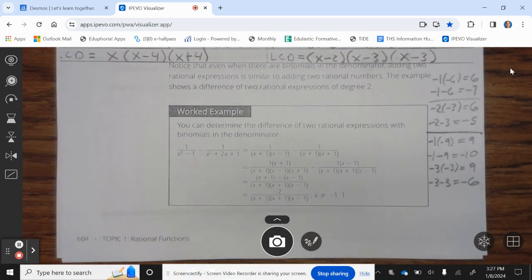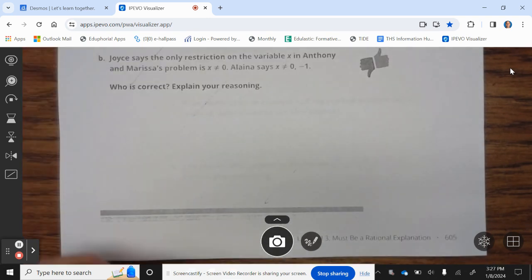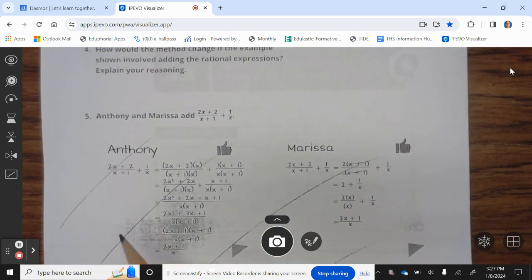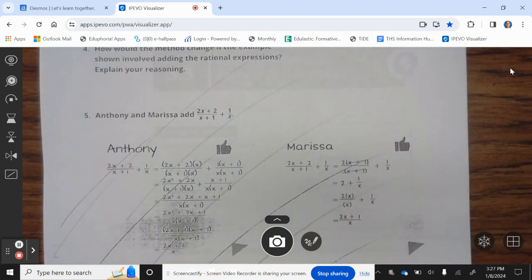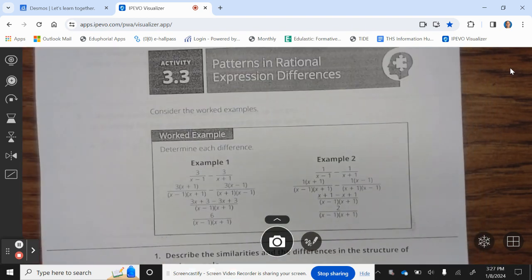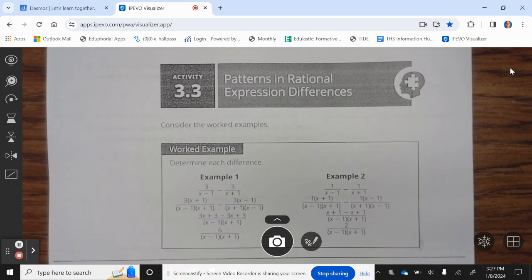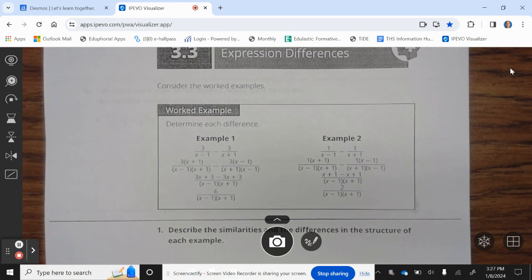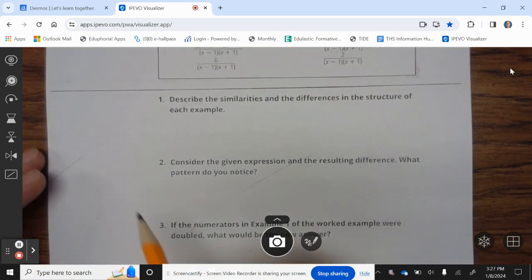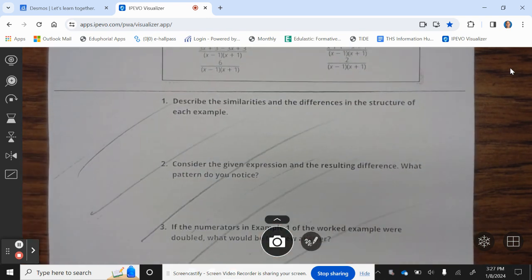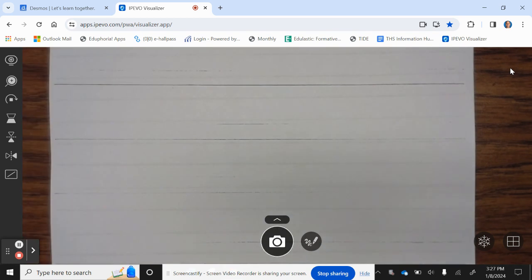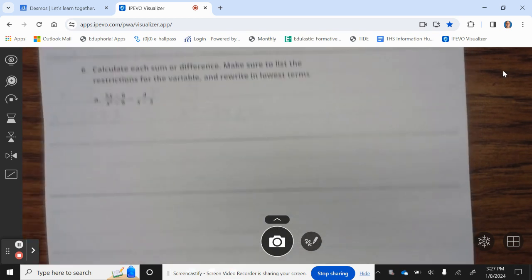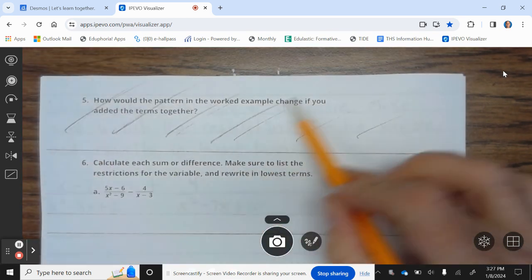All right, let's take a look at the next page. All right, go ahead and mark this page out. Activity 3.3, patterns and rational expression differences. Consider the worked example. Go ahead and look over the worked examples. All right, and then go ahead and mark off this section.